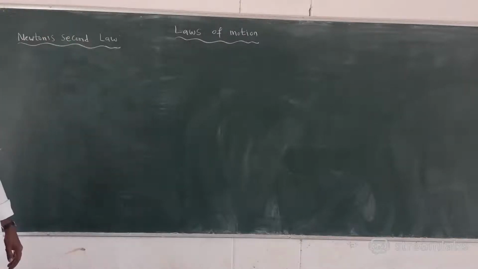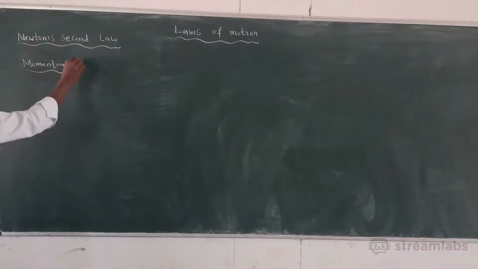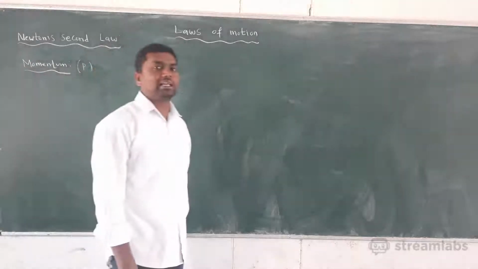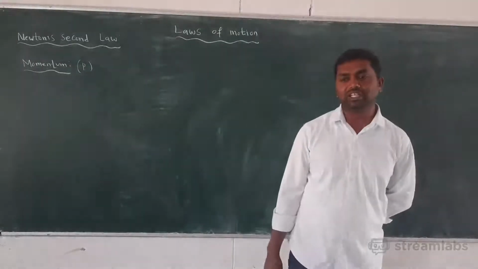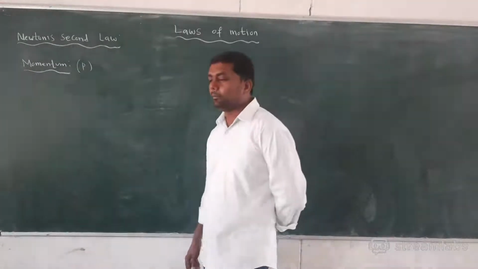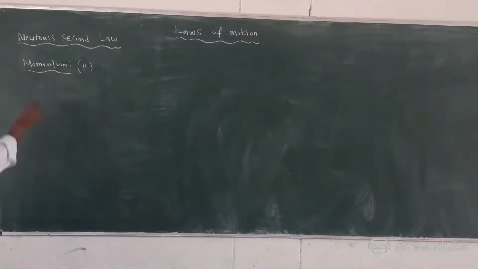Before going to this topic, the physical quantity we need to know is the momentum of the object. The momentum of the object is represented by P. Let us take the mass of the object, and when the object is in motion, it has some velocity. The relation between the mass and velocity gives the momentum, P is equal to mv.